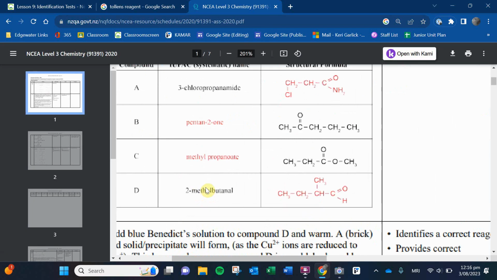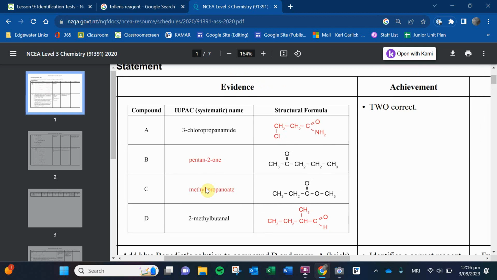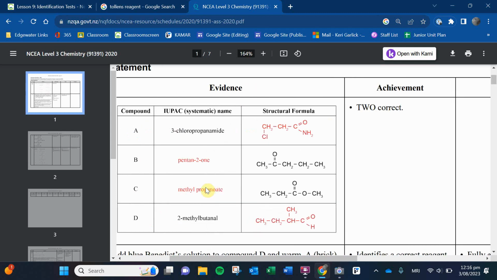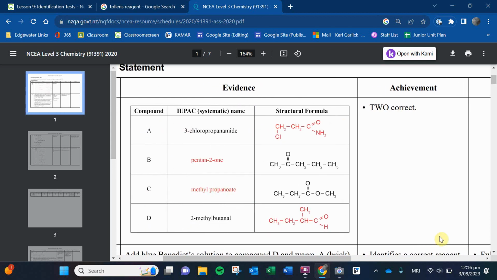For the first question, this is what you had with the naming and the drawing. It's only an achieved point. Every so often they like to give a merit point for it, but in this case they haven't. It's just the achieved. And you just needed 2 out of the 4 correct.